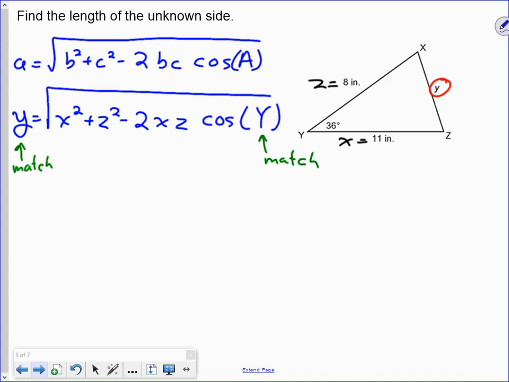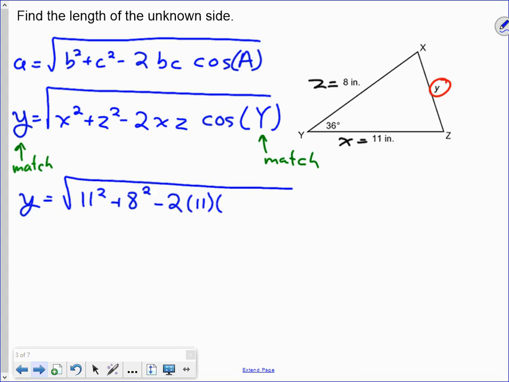Once we've got this set up, we just need to sub in our numbers. Side x is 11 inches, so 11 squared. Z is 8 inches, so 8 squared. 2 times 11 times 8 times cosine of angle y. Angle y is 36 degrees. And now we have to evaluate.